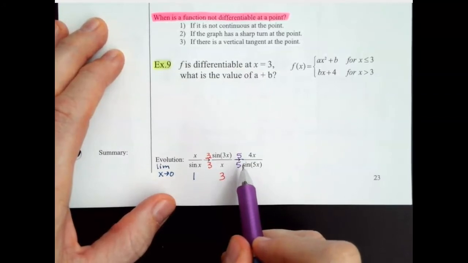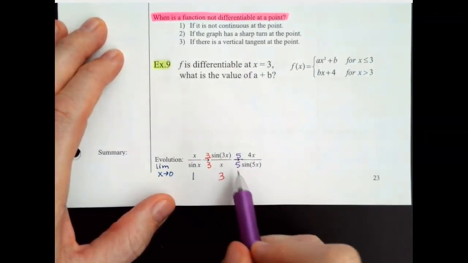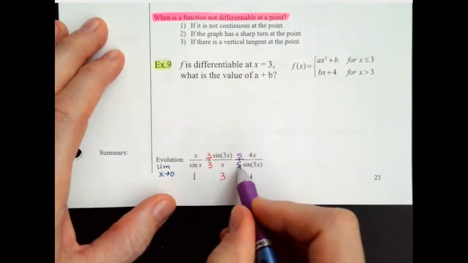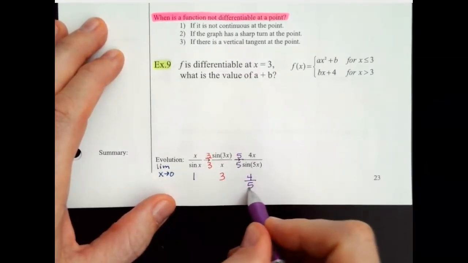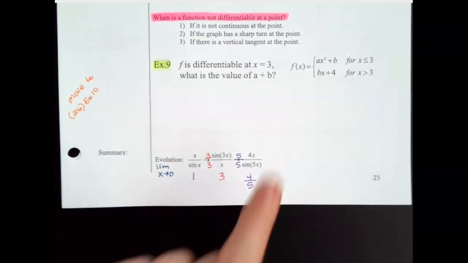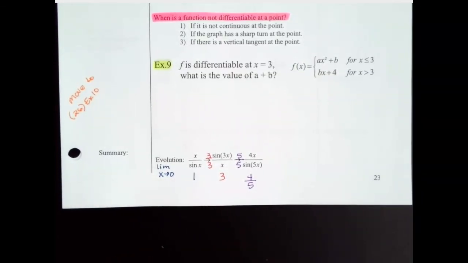So that's going to be 5, and then this will be, I'll factor the 4 out. So I have the 4, and I have the 5 from here, and the limit of the rest of that is 1, so 4/5 times 1 is 4/5.